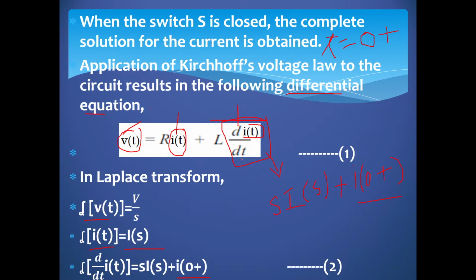If you are writing the Laplace of a differential term, the variable I of t should be written as I of s multiplied with the s domain term, that is s into I of s. Laplace of d by dt of I of t is s into I of s plus the initial condition term, that is the current at t equal to 0 plus.